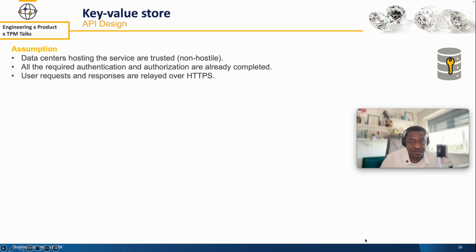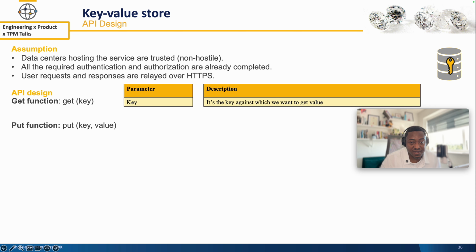Okay, so if we assume that, then we can say that for the get function, the API call to get a value will just look like this: get key. That's simple. And what we return is the associated value on the basis of the parameter key. That's it.